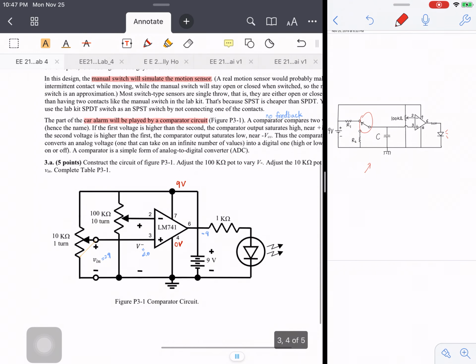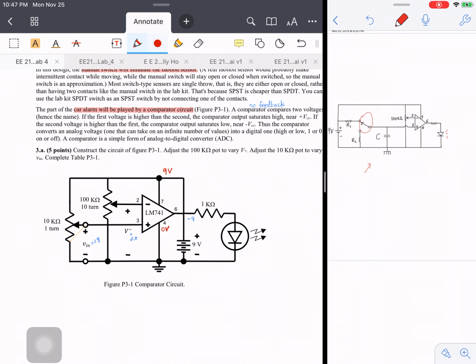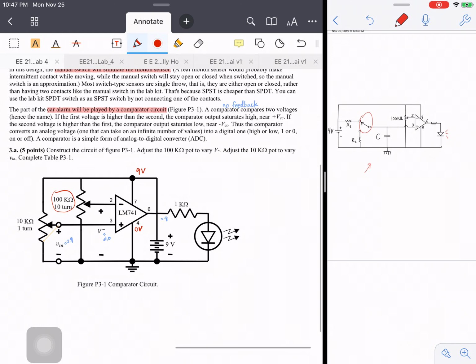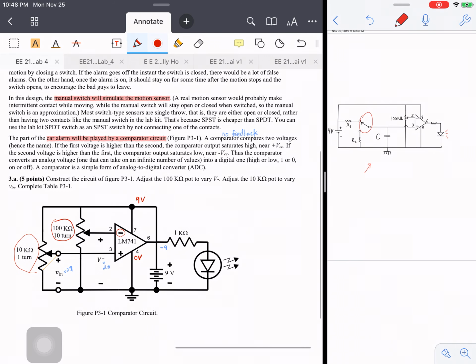So you have to construct the circuit of P31 and then adjust this 100 kilo ohm part to vary the V minus, because this is the V minus, and then adjust this 10 kilo ohm part to vary V in. So both of them are potentiometers. Also, this is called the comparator. The comparator is implemented in this way.